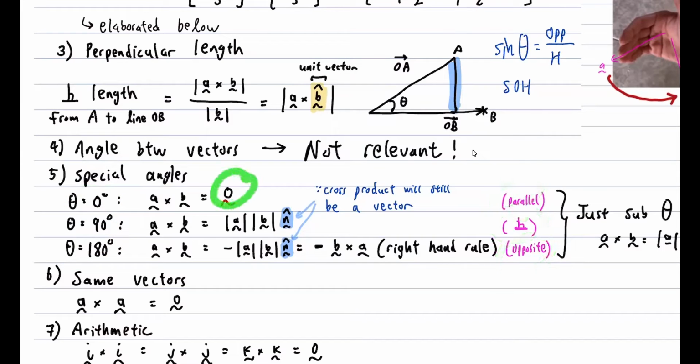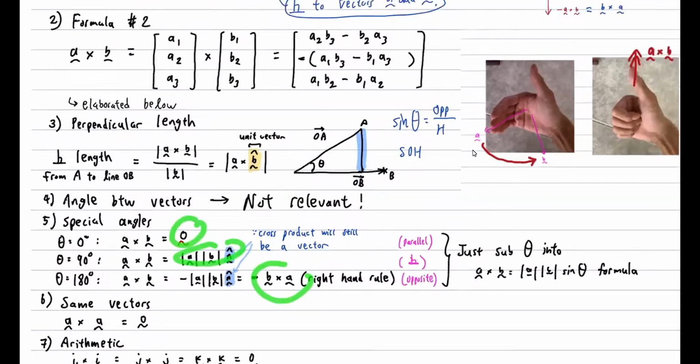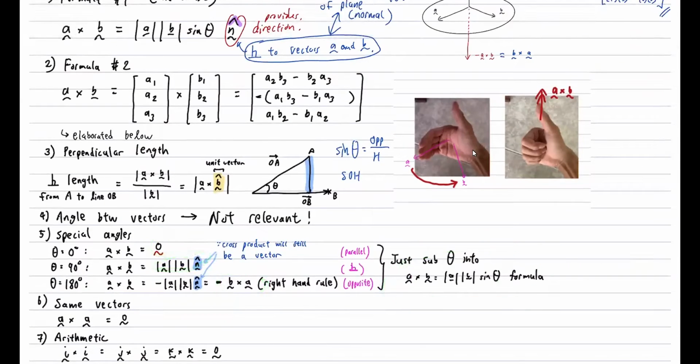But here are the relevant formulas. Basically, I'm just taking this formula and substituting my theta with different values. I hope you know the values of sine theta from the sine graph. So what is sine of 0 degrees?